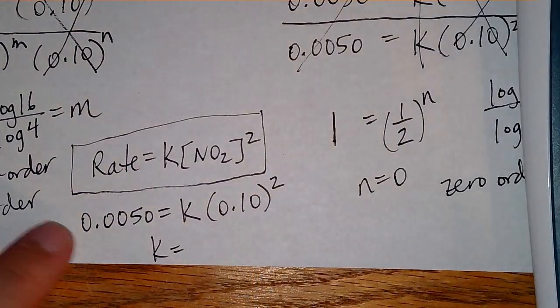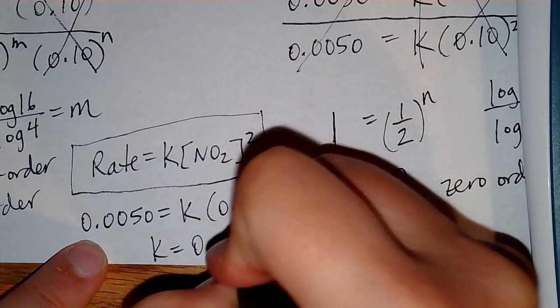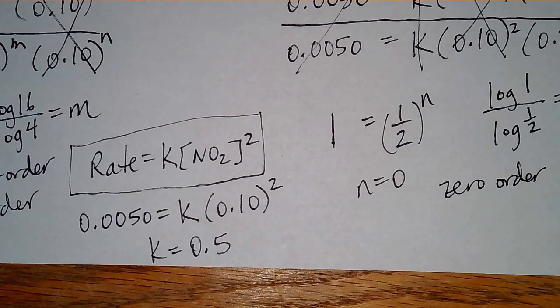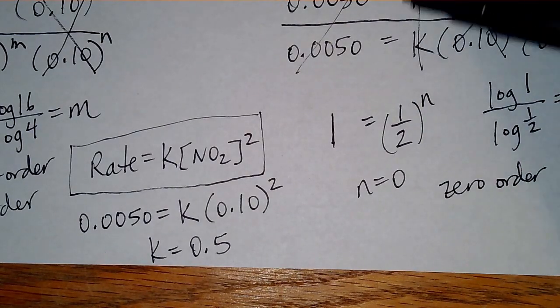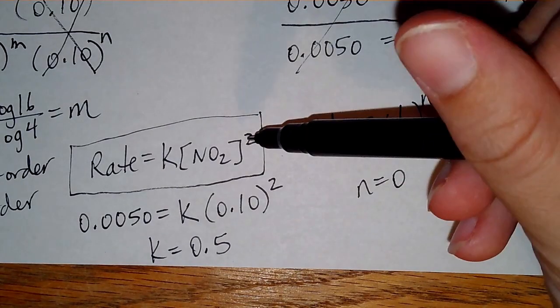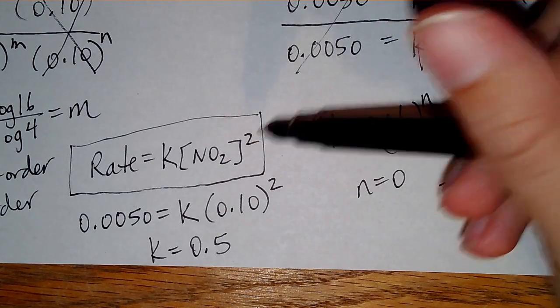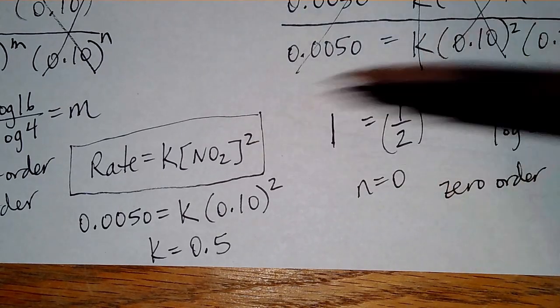What are the units? So let's look at our overall reaction order. So 2 for NO2, 0 for CO, so overall reaction order is 2. So 1 over molarity times seconds.